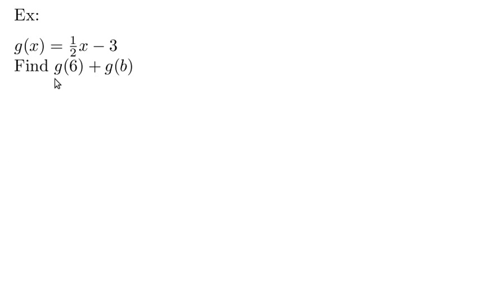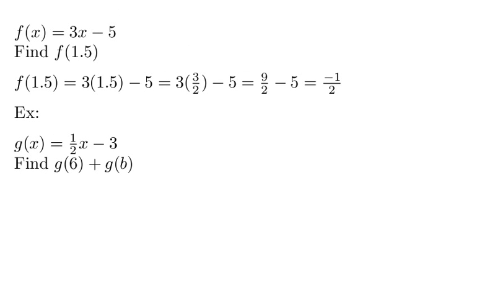Now this actually means, let's look back at the previous example. All we did for here was we put 1.5 in for x. For here, we're going to put 6 in for x. Then we're going to put b in for x, and then we're going to add those two results together. So let's go ahead and do this separately. You don't really have to, but you could do it on a single line, but I'm going to go ahead and do it on two.